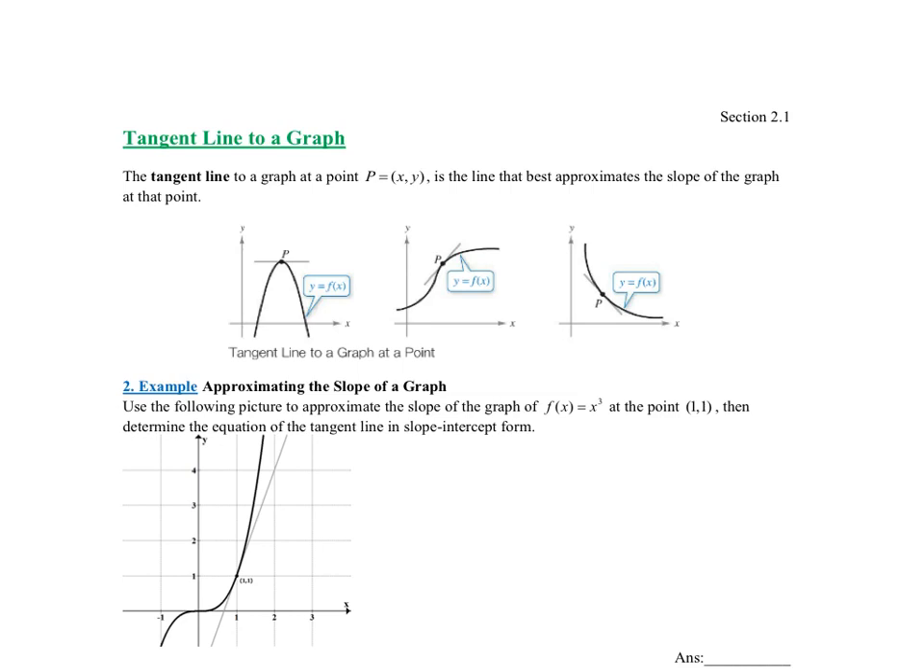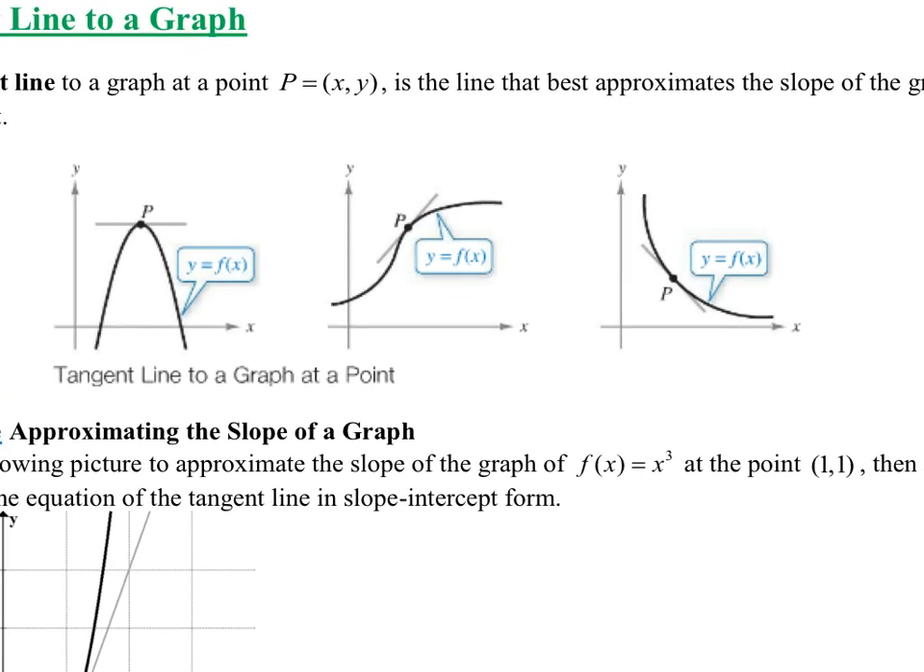So the tangent line of a graph at a point x, y is the line that best approximates the slope of the graph at that point. We are now trying to find the equation of a line called the tangent line, which is the line that represents the slope of the graph at that point. We're trying to find the equation of that line.